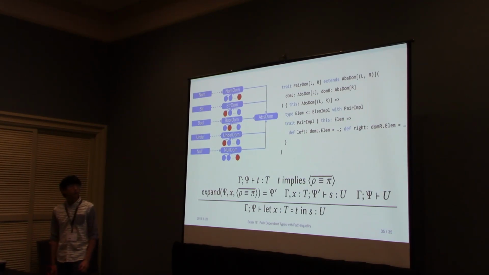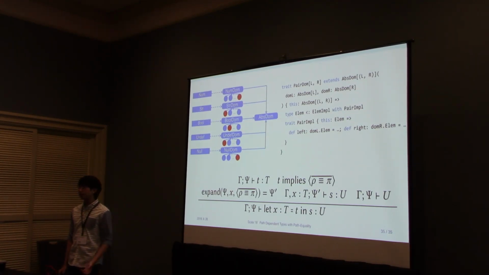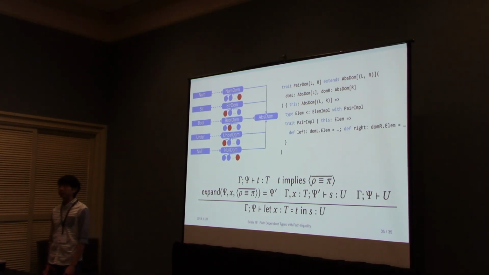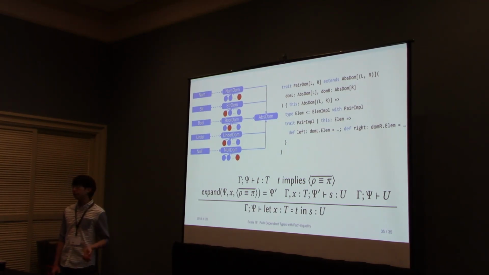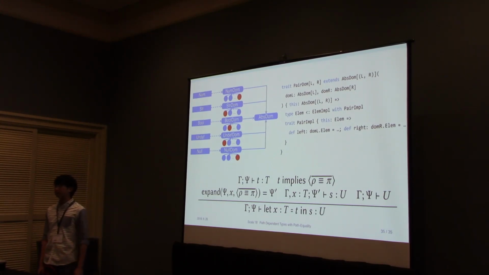In summary, path equality can increase the expressivity of the language. For example, we can implement abstract domain combinator easily. Therefore, we define Python, which formalizes path equality and prove its soundness.